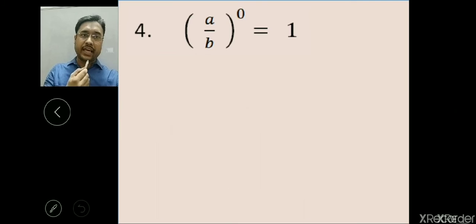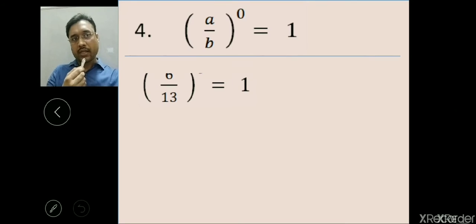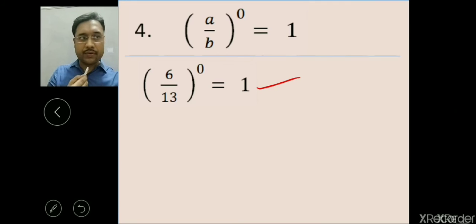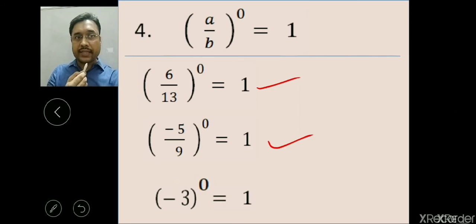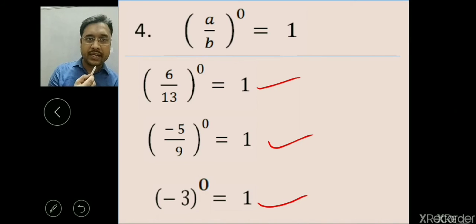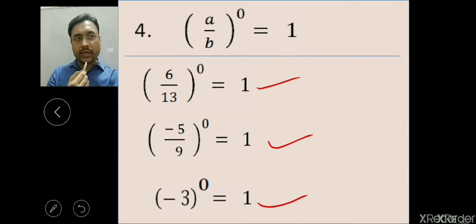Now next, (a/b)^0 is 1. It means when you give the 0 power on the base, the result becomes 1 only. So you can write example: (6/13)^0 is 1. If the number is negative this time, minus 5 by 9 is a negative rational number, and here also if the power is 0, then the result is 1. (-5/9)^0 is 1. Next, (-3)^0 is 1. This minus 3 is a negative integer and the power is 0, then its value is equal to 1.